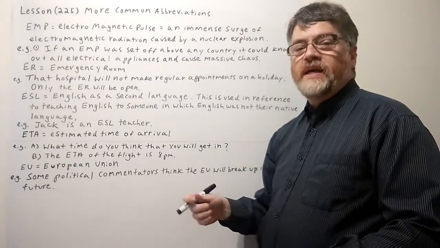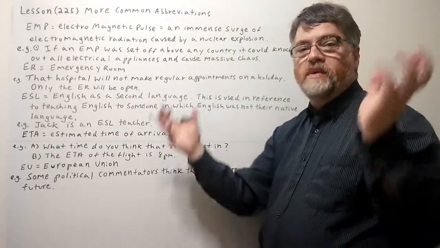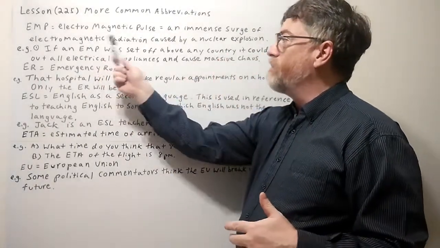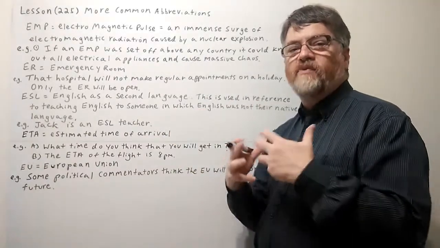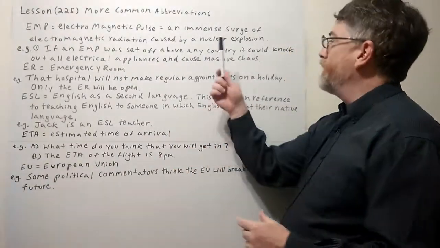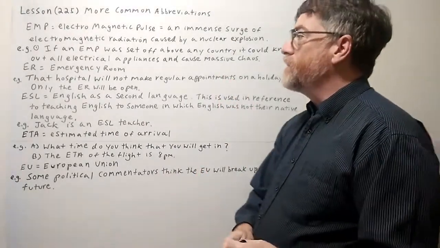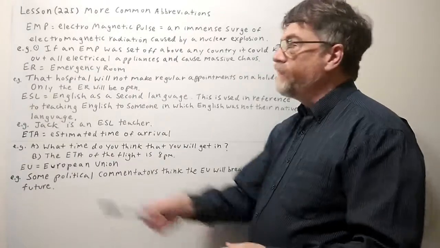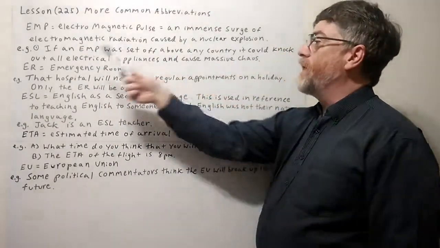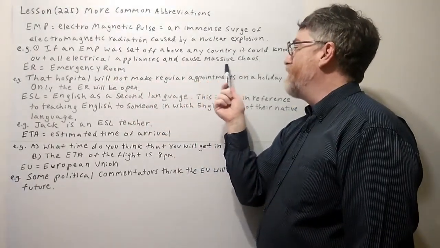Electromagnetic radiation caused by a nuclear explosion. So basically, they set off a nuclear bomb above a country, not down on the country, but above the country, and this creates electromagnetic radiation, and it ends up frying a lot of electronic products. So the electronic products basically get knocked out. Let's take a look at the first example here. If an EMP was set off above any country, it could knock out all electrical appliances and cause massive chaos.